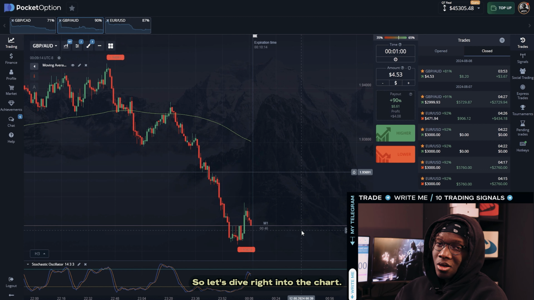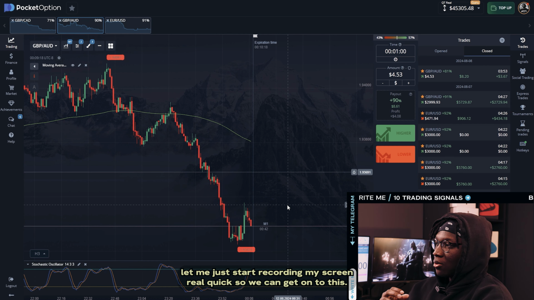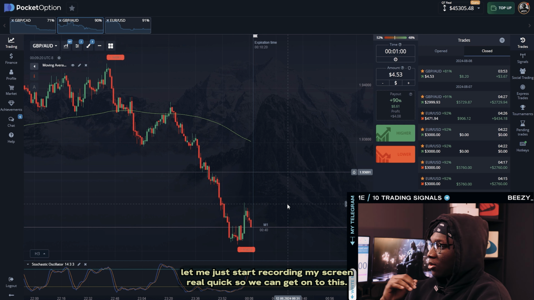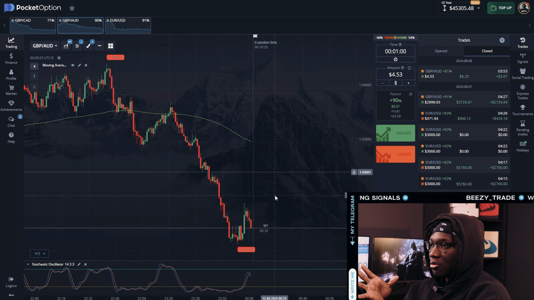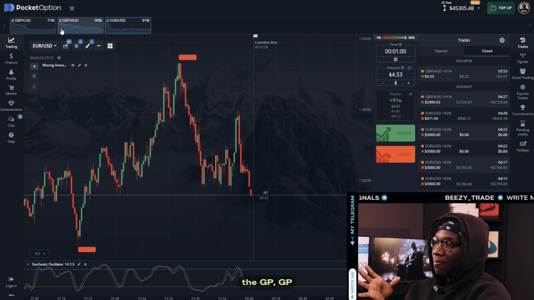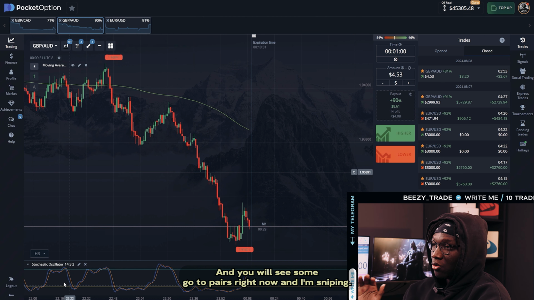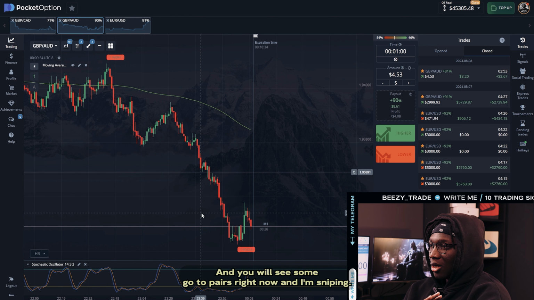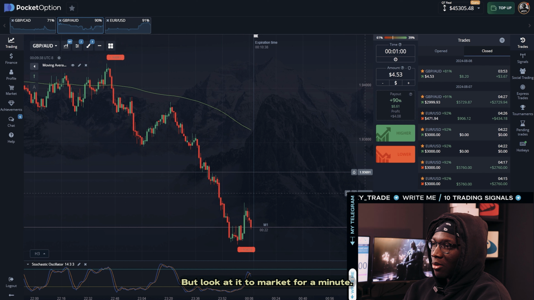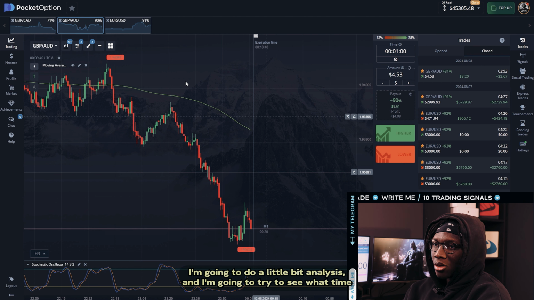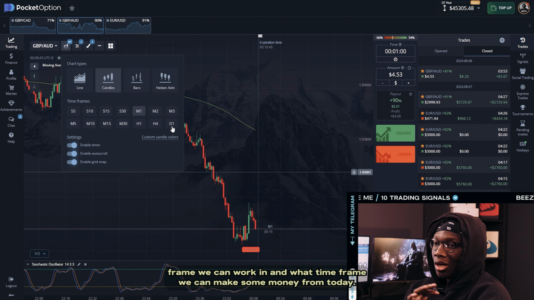So let's dive right into the chart. Let me just start recording my screen real quick so we can get onto this. As you can see, I've got GBP/AUD, as well as GBP/CAD and EUR/USD. These are my go-to pairs right now, and I'm sniping. They're both at 90%. But looking at the market for a minute, I'm going to do a little bit of analysis, and we're going to try to see what time frame we can work in and what time frame we can make some money from today.